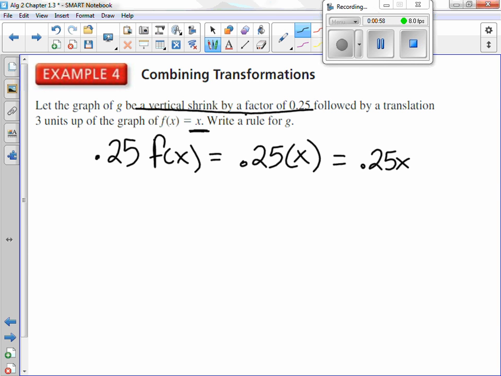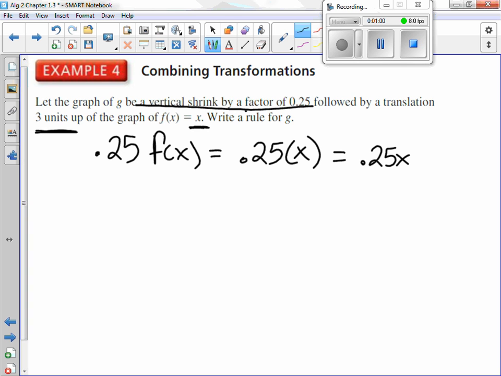Now our next thing is we're going to move it up 3. So what we're going to do is we're going to take the 0.25x, let's call it h of x, just a middle function. So we're saying this h of x, our vertical translation. I've just picked h of x out of the blue. It really doesn't matter. It's just giving us something to work with.